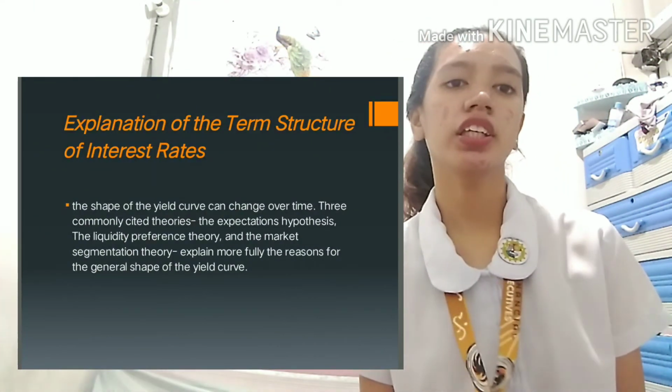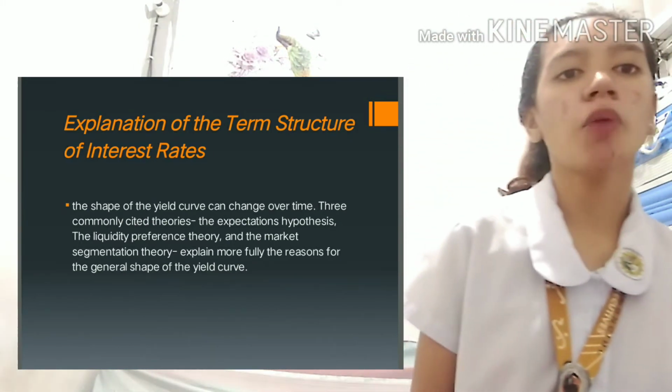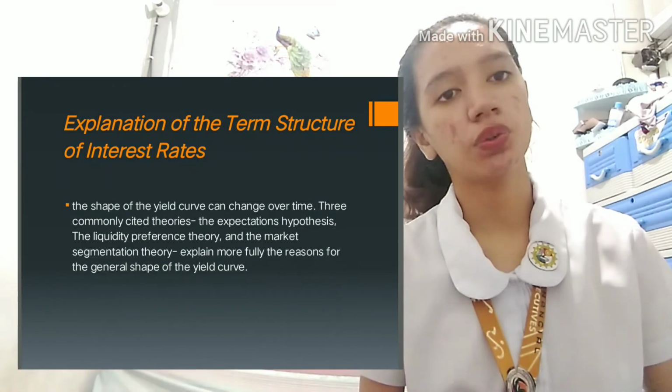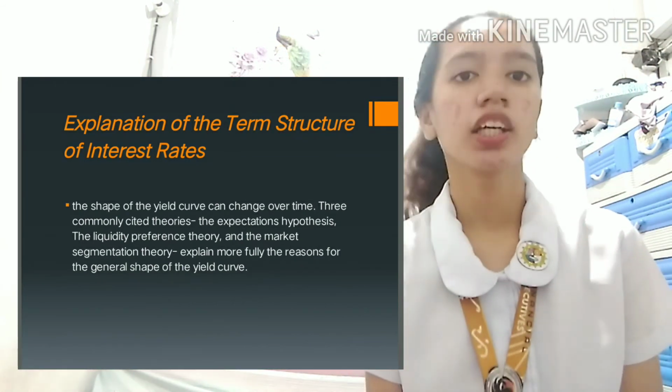As we noted earlier, the shape of the yield curve can change over time. Three commonly cited theories are yung expectations hypothesis, the liquidity preference theory, and the market segmentation theory. They explain more fully the reasons for the general shape of the yield curve.